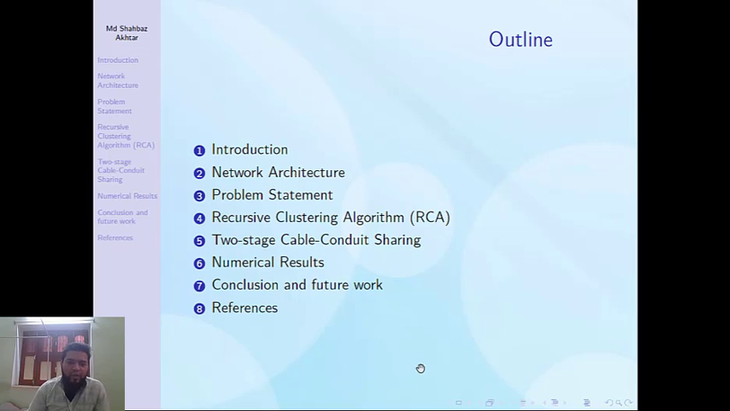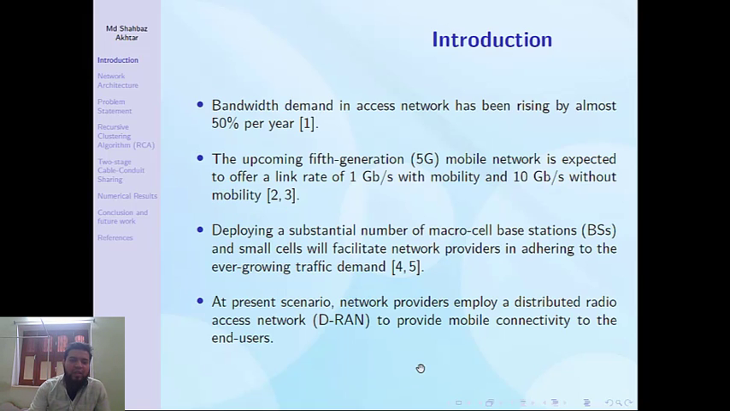These are the outlines of the paper: introduction, network architecture, problem statement, the proposed algorithm, the proposed two-stage cable conduit sharing scheme, then results, and after that conclusion and references.